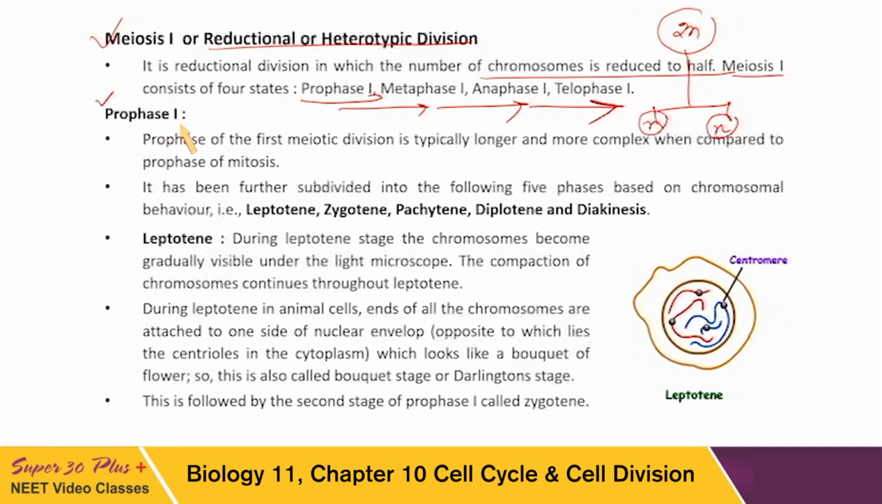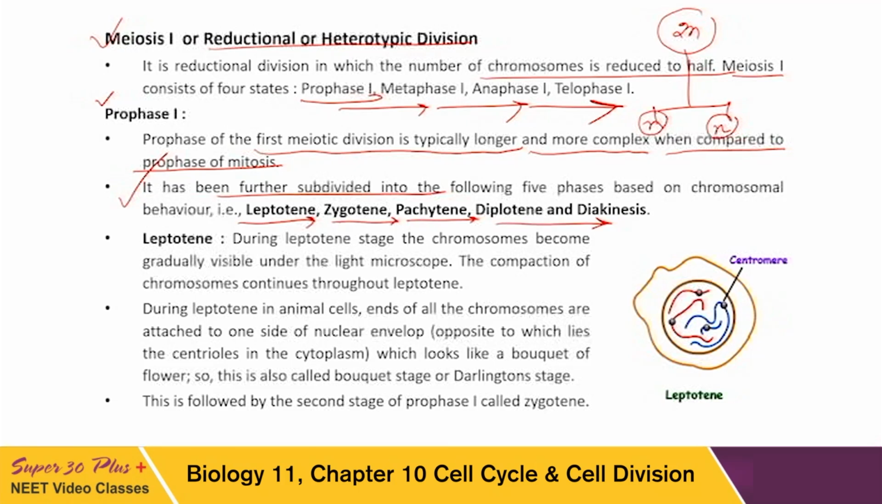Prophase first of the first meiotic division is typically longer, and it is more complex when compared to the prophase of mitosis. As I told you earlier also, it has been further subdivided into the following phases: leptotene, zygotene, pachytene, diplotene, and then diakinesis.